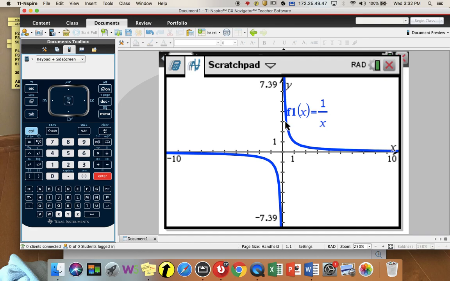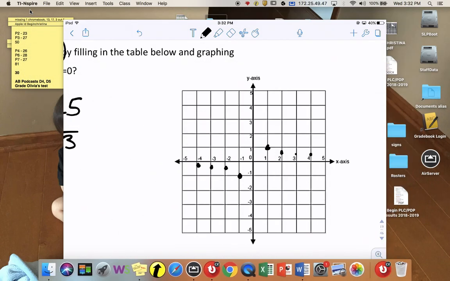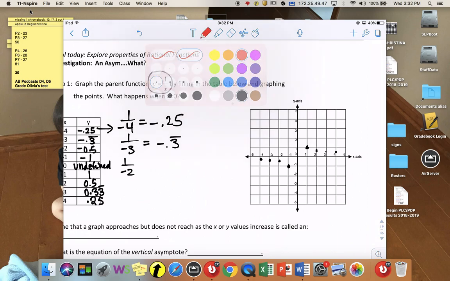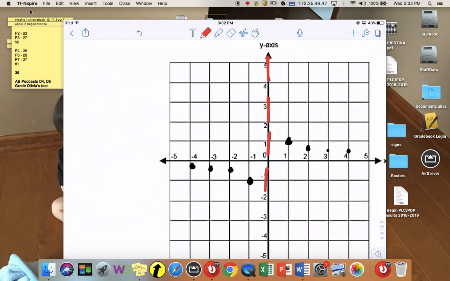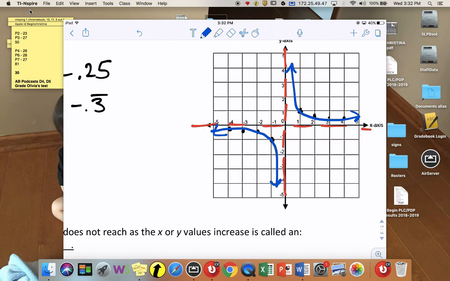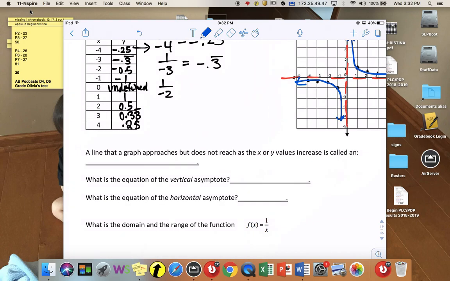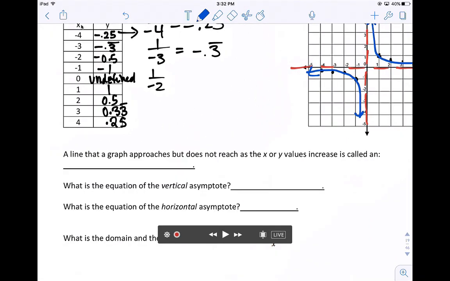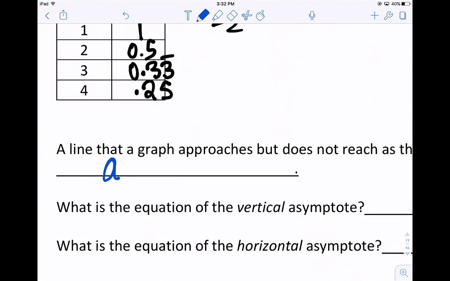So we were able to get some of the points, but we can see that there's two invisible boundary lines. One is at x equals 0, and one is at y equals 0. So we're going to draw those in. I'll use dash lines. All right, so there was no graphs that passed that. Here was what our function looked like. So here is the mother function of a rational function, the function 1 over x. And so a new word, a line that a graph approaches but never reaches, like an invisible boundary line, is called an asymptote.